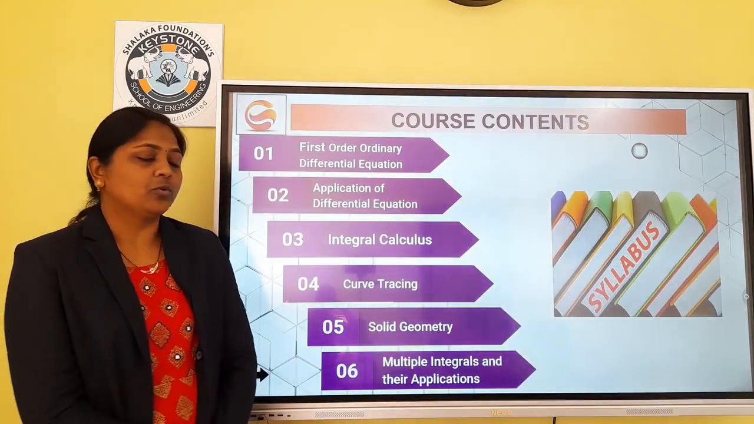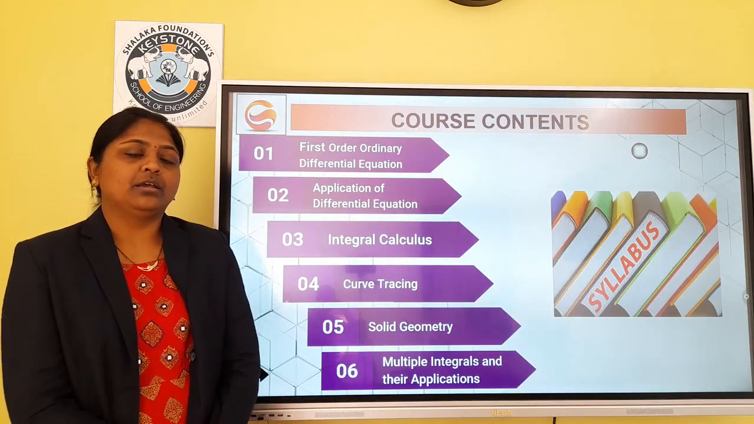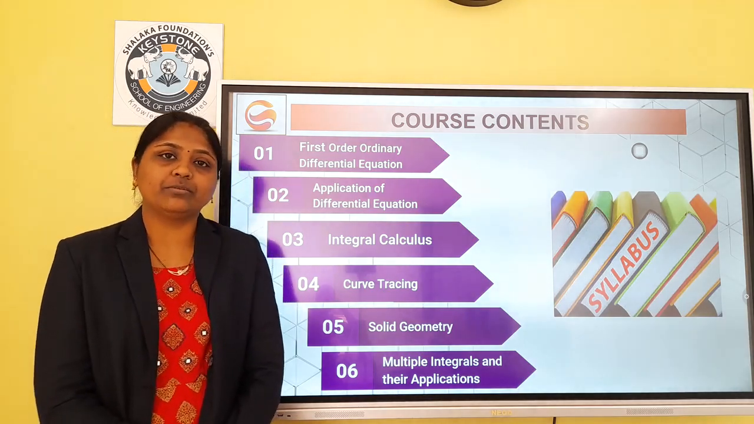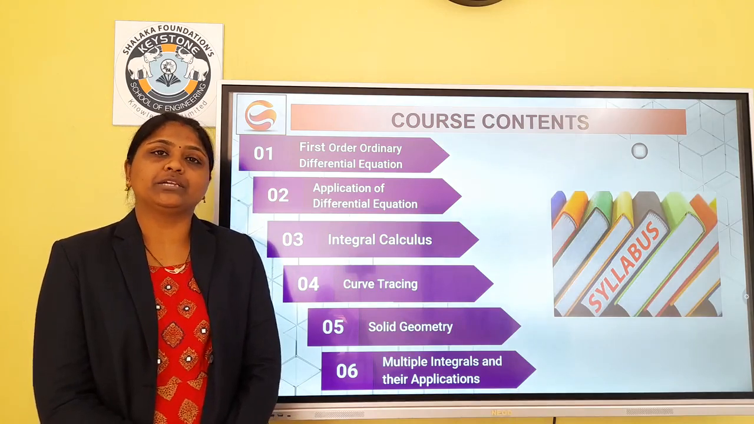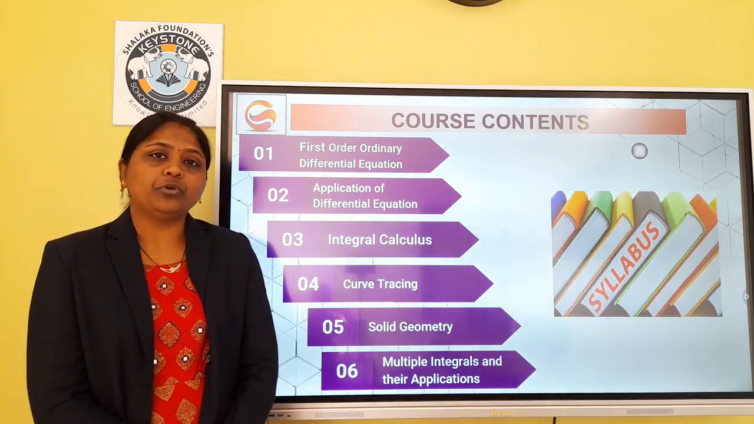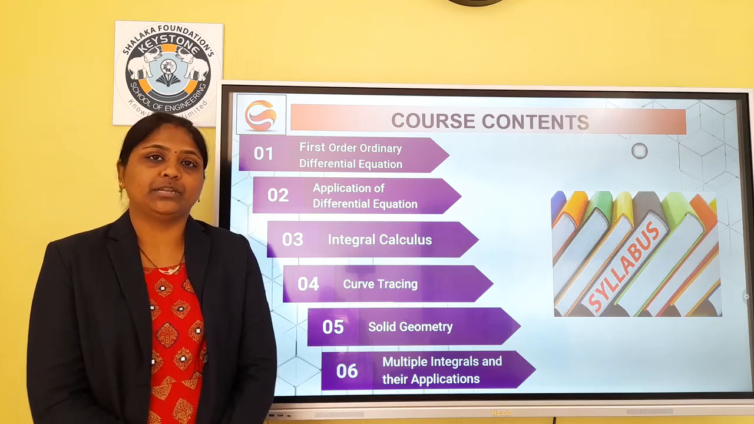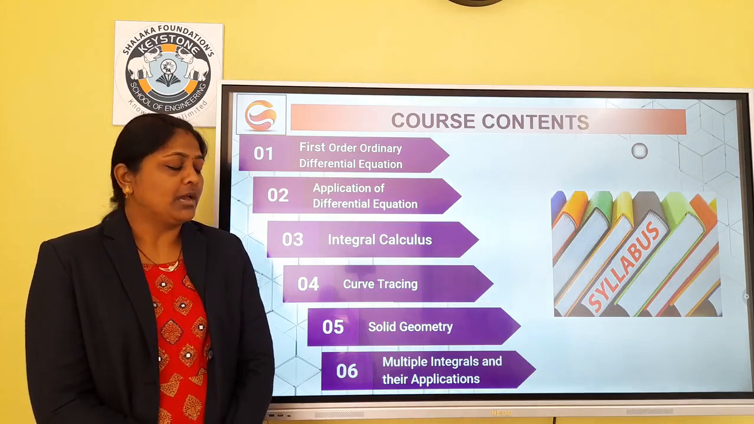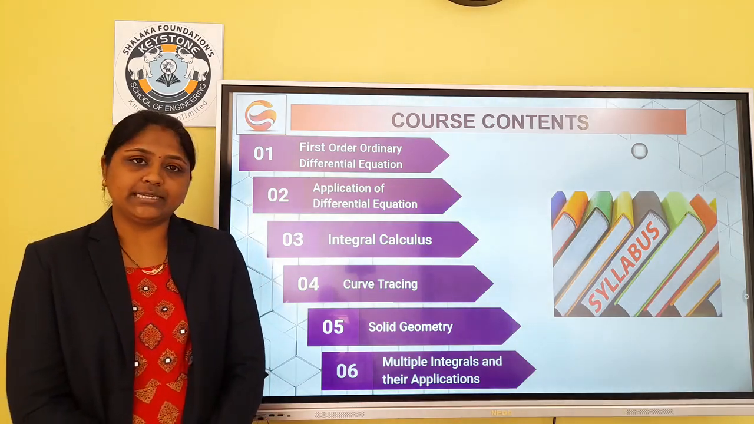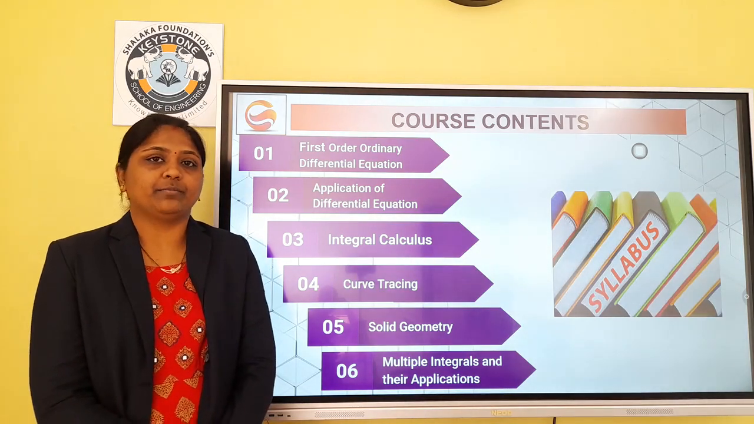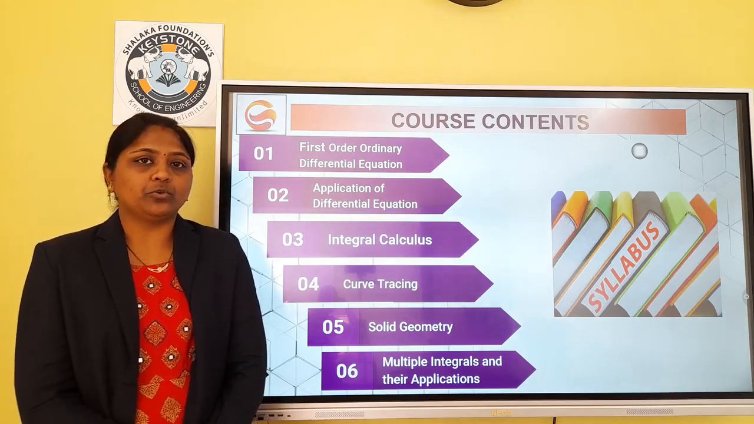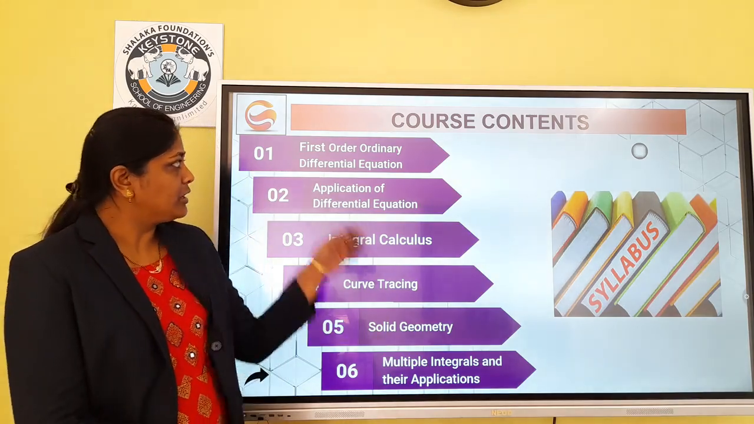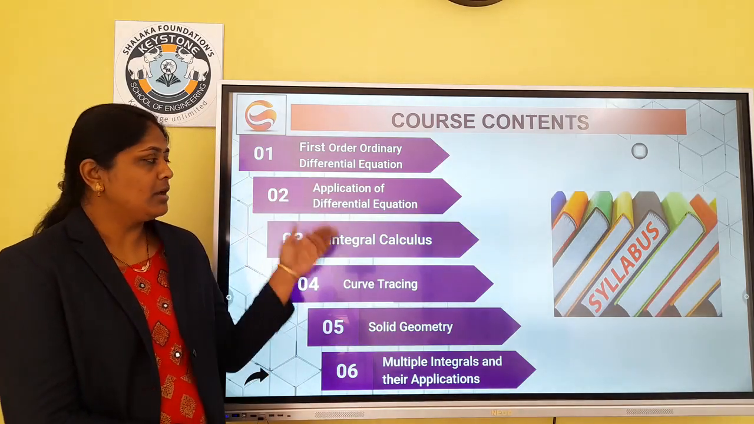These are the course contents listed here. If you observe the first two units, first is first order ordinary differential equation and the second is application of differential equation. The two units are the syllabus for the INSEM examination, which will be conducted by the university for 30 marks. And units 3, 4, 5 and 6 are the syllabus for ENDSEM examination. The first two units are dependent on each other. First, we have to learn the first order differential equation and second is the applications.